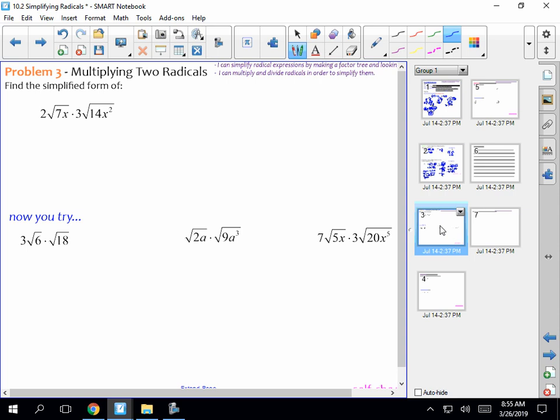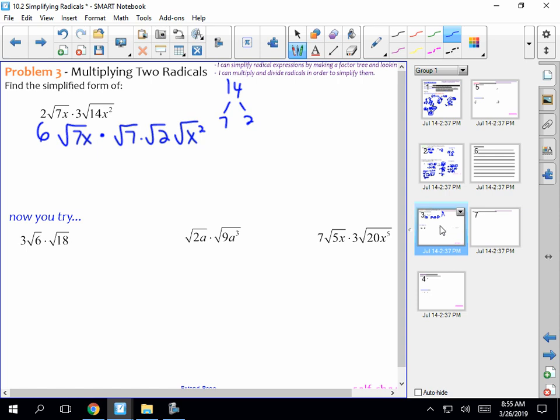The 2 and the 3 can already be multiplied together. They're outside of the radicals. So this is 6, and then I have square root of 7x. I'm just going to leave it. And then how does the 14 break down here? Yeah, 7 and 2. And so I have square root of 7 times square root of 2 times square root of x squared. You kind of break it down in that way.